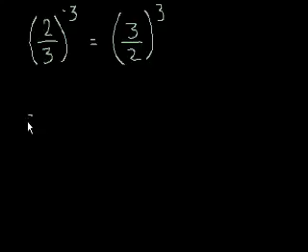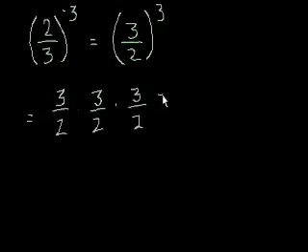This equals 3/2 times 3/2 times 3/2. And that equals 27 over 8. So that's interesting. 2/3 to the negative 3 is equal to 27 over 8. Let's do some more. Let's do 4 over 7 to the negative 1.